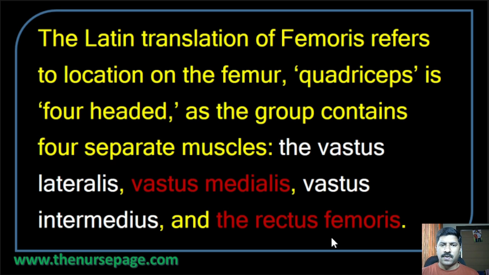The naming criteria used for quadriceps femoris is location and origin. Location is on the femur. Origin is four-headed: vastus lateralis, vastus medialis, vastus intermedius, rectus femoris. That is why it is known as quadriceps.